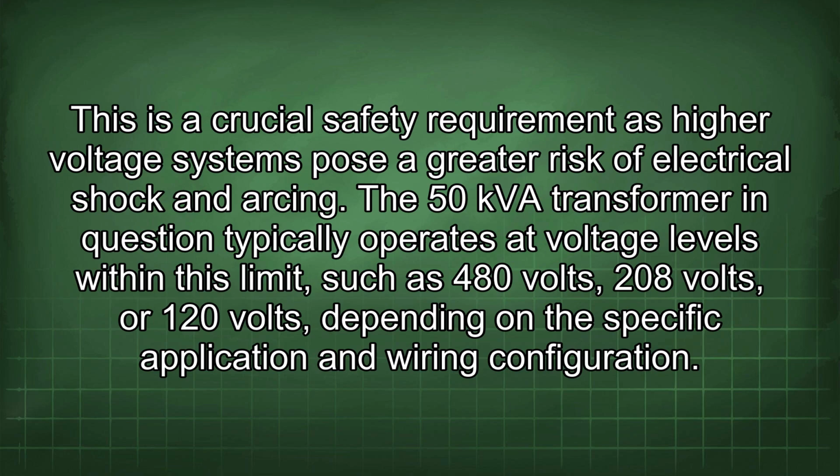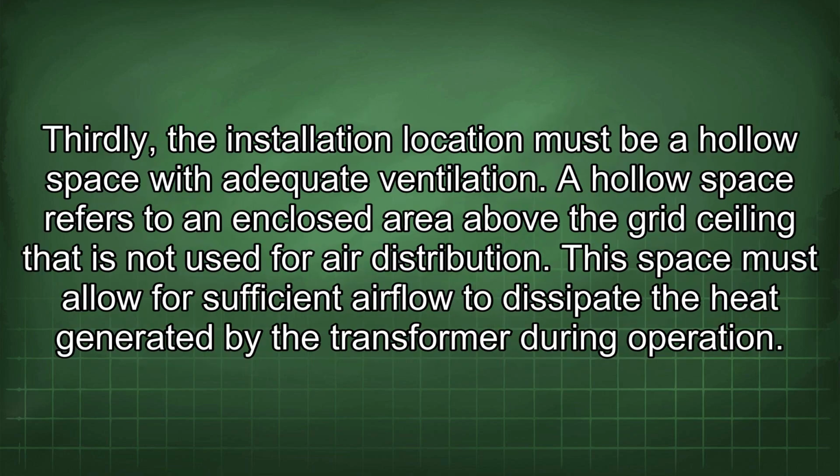This is a crucial safety requirement as higher voltage systems pose a greater risk of electrical shock and arcing. The 50 kVA transformer in question typically operates at voltage levels within this limit, such as 480 volts, 208 volts, or 120 volts, depending on the specific application and wiring configuration. Thirdly, the installation location must be a hollow space with adequate ventilation. A hollow space refers to an enclosed area above the grid ceiling that is not used for air distribution. This space must allow for sufficient airflow to dissipate the heat generated by the transformer during operation.